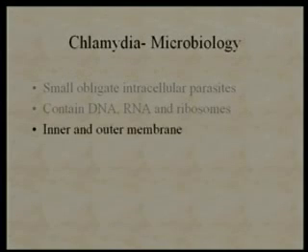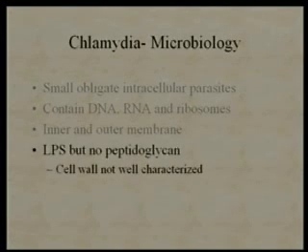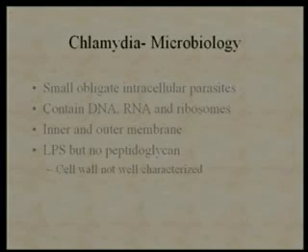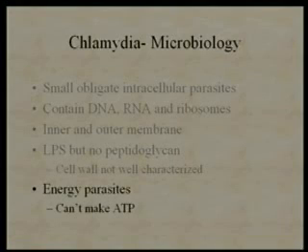All right? These are gram-negative organisms. They have both an inner and an outer membrane, and they have an LPS. But one feature that's unique about these organisms, they don't contain peptidoglycan. Now notice, I didn't say they don't have a cell wall. They do have a cell wall. It's just not peptidoglycan. It's really something that's not very well characterized. And these organisms are obligate energy parasites. They can't make ATP, and that's why they have to live intracellularly. That's why they're intracellular pathogens. They actually parasitize the host ATP sources and use the host ATP for their energy. They can't make their own.